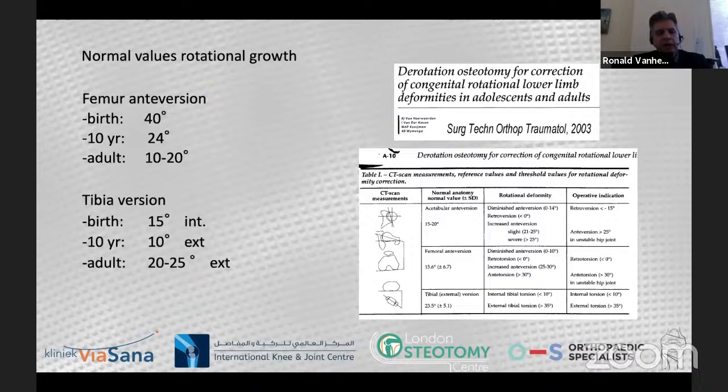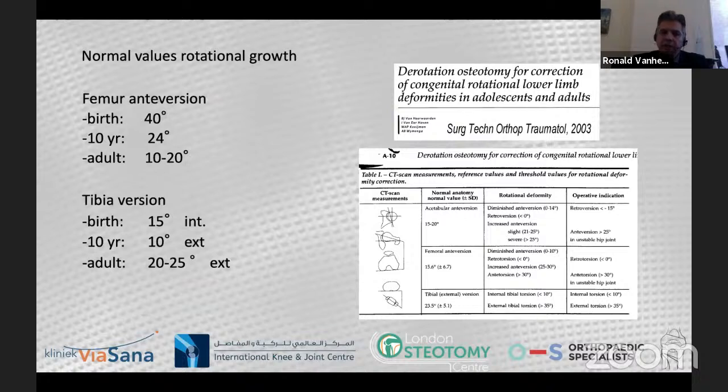Tibial version: they all have internal torsion at birth. Look at these young toddlers walking, feet pointing inwards. At 10 years old, already 10 degrees external torsion, and in adults, 20 to 25 degrees of external torsion. So that's normal. There are differences around the world, but the differences are not too big.